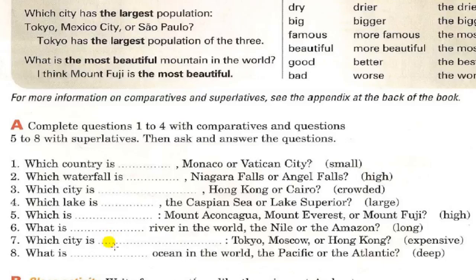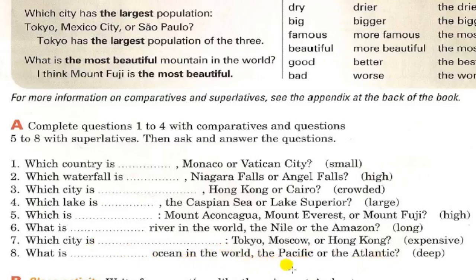7. Which city is the most expensive? Tokyo, Moscow, or Hong Kong? So 7, the most expensive. 8. What is the deepest ocean in the world? The Pacific or the Atlantic?